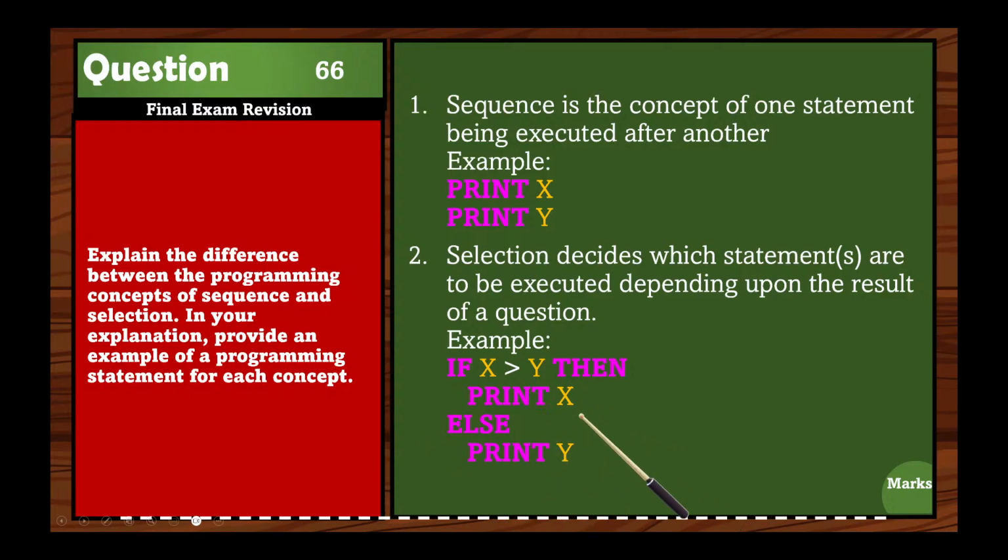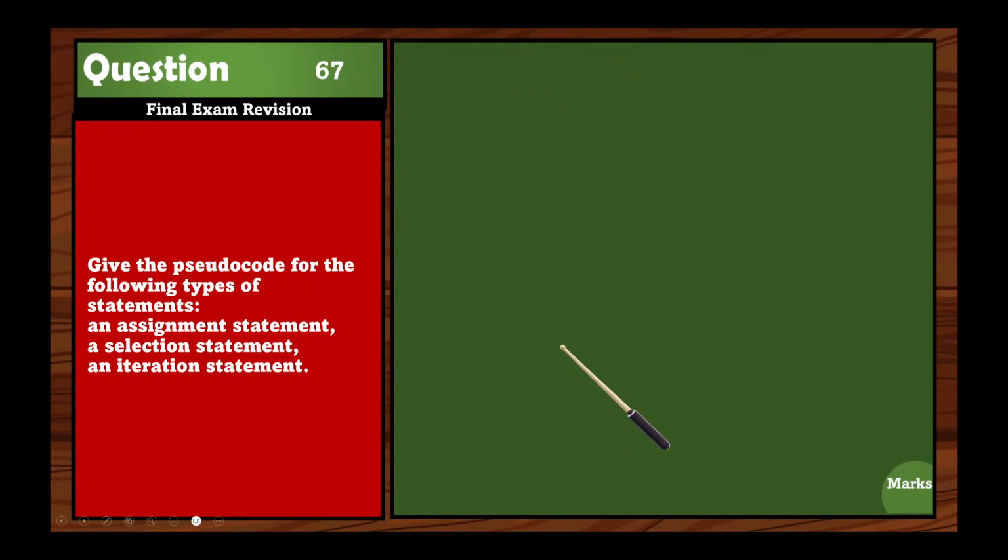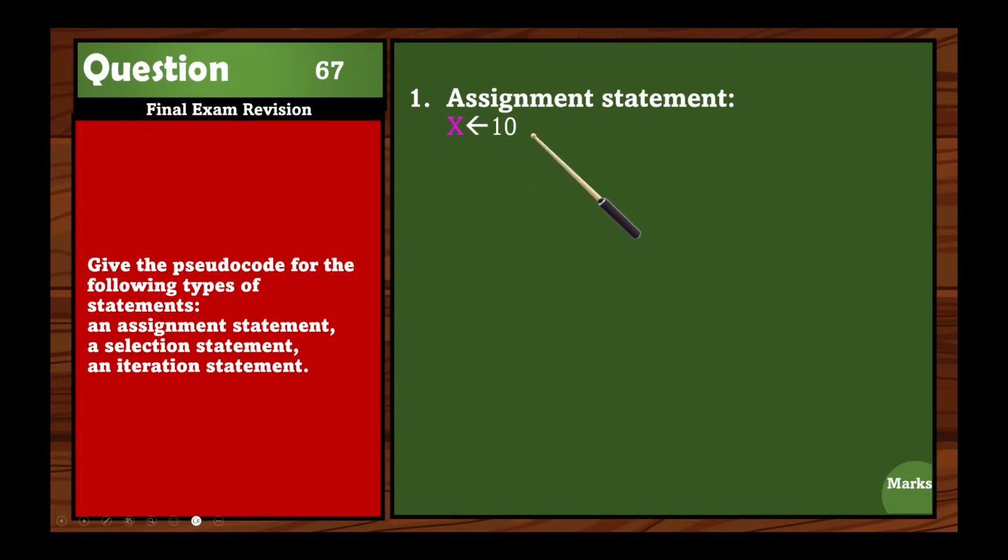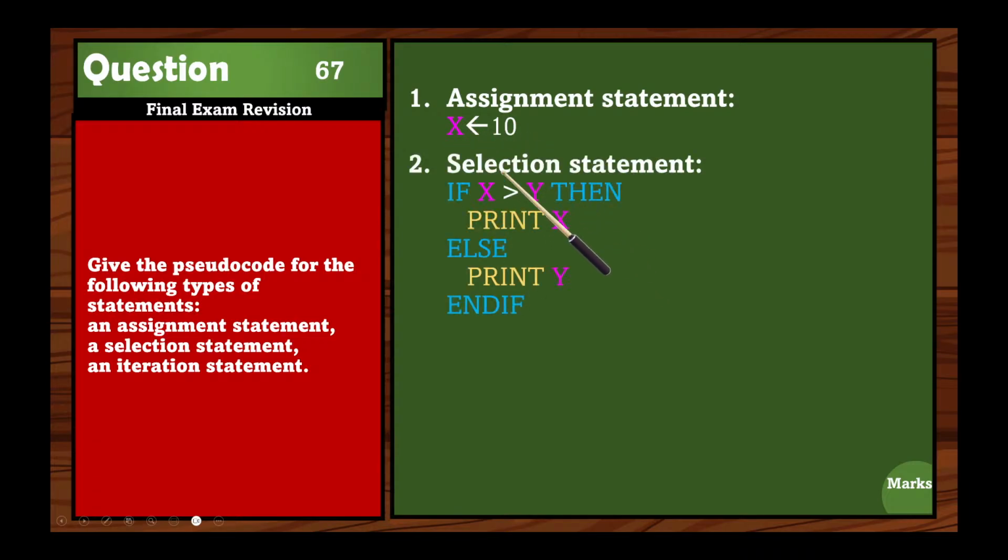This is the example of selection. Question number 67, give the pseudocode for the following types of statements: an assignment statement, a selection statement, and an iteration statement. So what is the pseudocode for the assignment? So we use the X or variable, and then you have the arrow and the value is on the right side. The next one is selection.